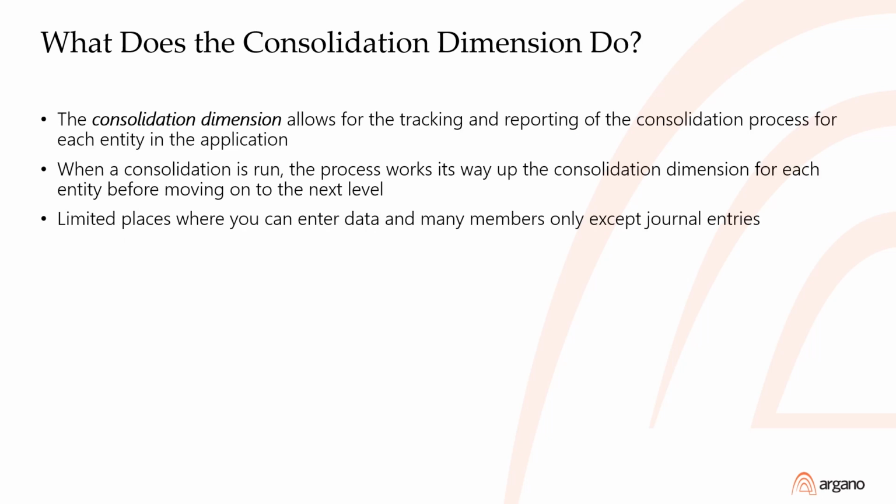What does the consolidation dimension do? It allows for the tracking and reporting of the consolidation process for each entity. When the consolidation is run, the process works its way up the consolidation dimension for each entity. So if you think about it, each entity has its own consolidation within the consolidation dimension before that data moves up to that entity's parent. There are some limited places where you can enter data to affect the consolidation within the application. All of those entry points above the lowest level are by journal entry only.